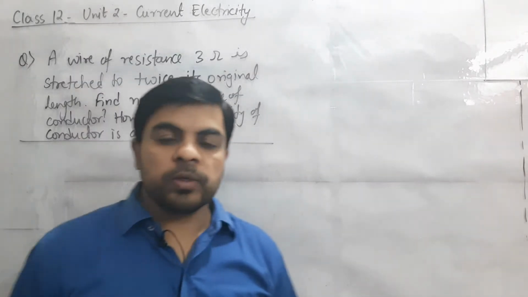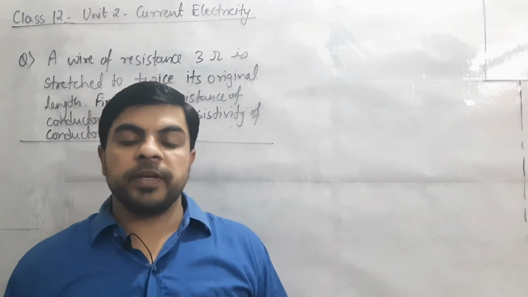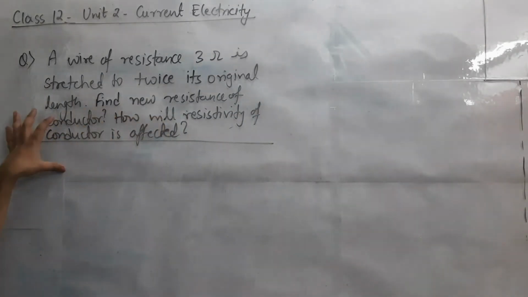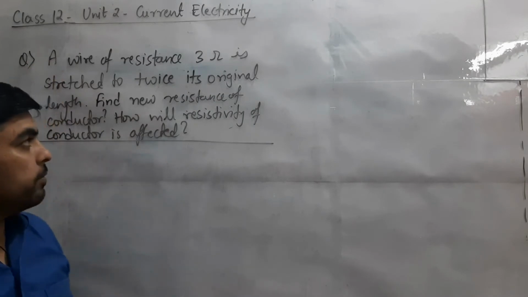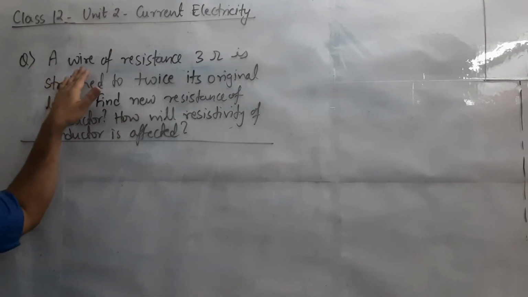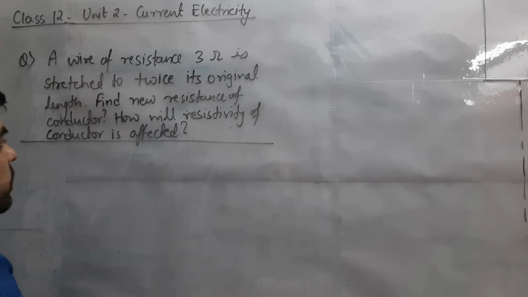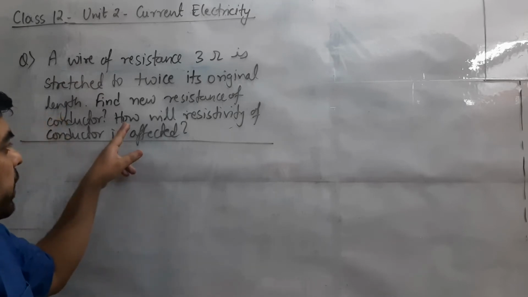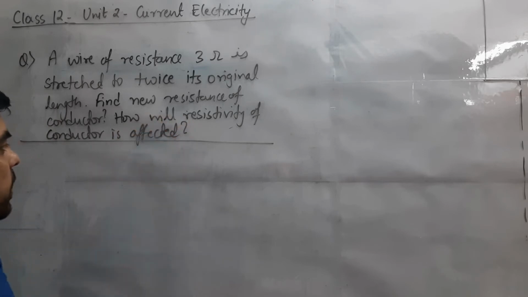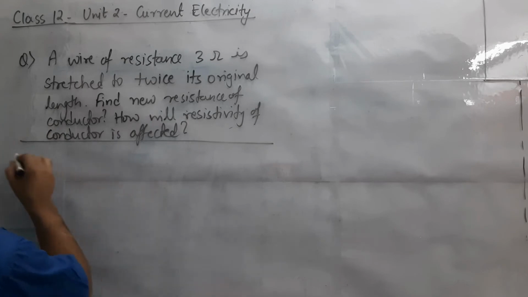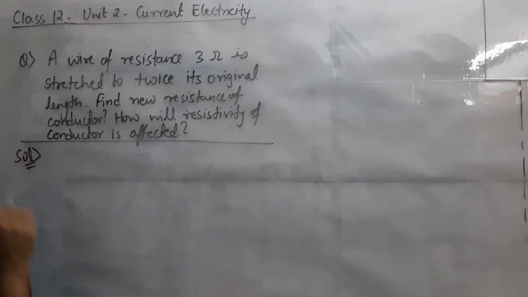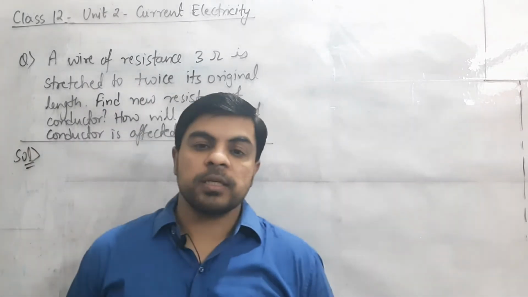So this is the time to discuss a question based on the concept which we have studied now. According to the question, the given condition is that a wire of resistance 3 ohm is stretched to twice its original length. Find the new resistance of the conductor, and also explain how the resistivity of the conductor is affected.